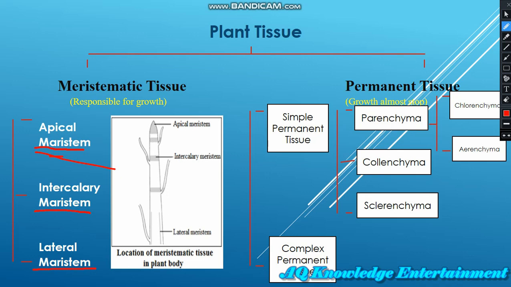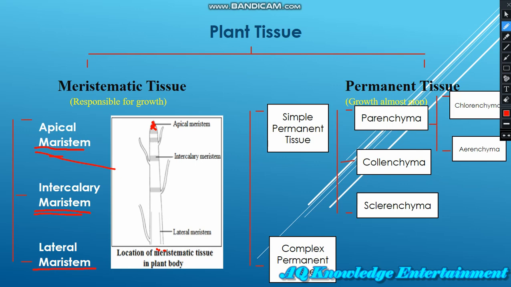It is basically present at the top part right here, to increase the height, the apex of the plant, and down at the roots it does the same thing, increasing the apex of the root. So now you know what an apical meristem is. Now let's talk about the intercalary meristem.